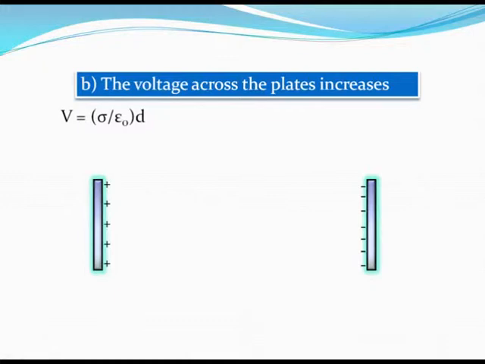Now what we can see here is that the net potential difference across the plates depends on the distance between the plates, and the greater the distance between the plates, the greater the potential difference between the plates, isn't it? And therefore, since the distance between the plates has increased, the voltage across the plates also increases, so this option is perfectly correct. What about option 3?